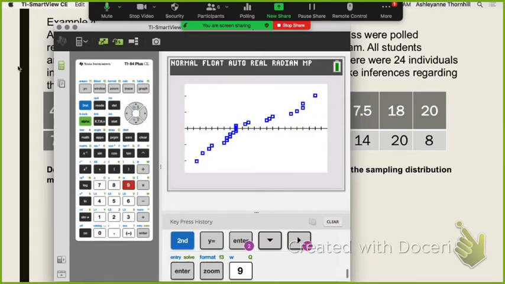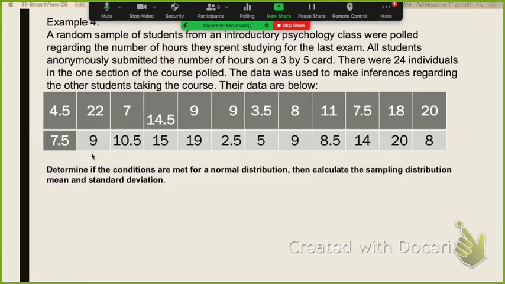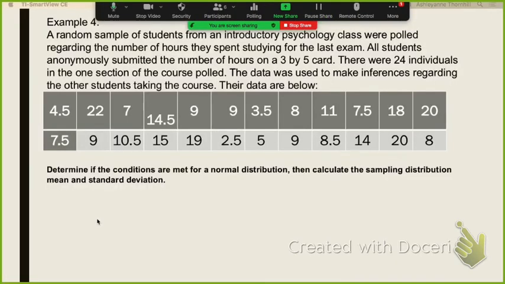Okay, so we have now shown that it is normal. So we have the criteria, the conditions are met. So then it wants us to calculate the standard deviation, or the mean and the standard deviation. So the mean is equal to what? How could I figure that out? One variable. One variable statistics.